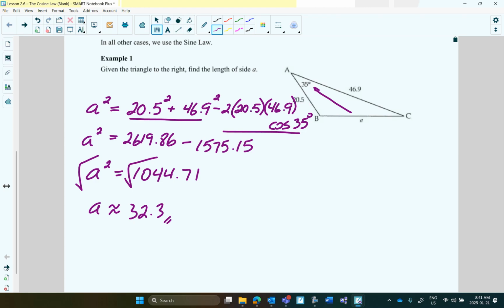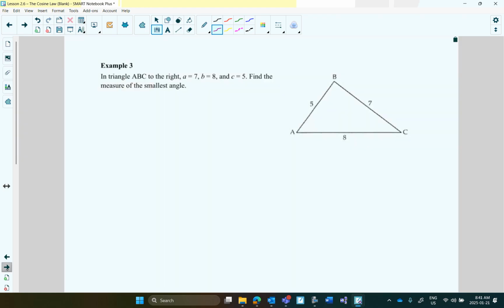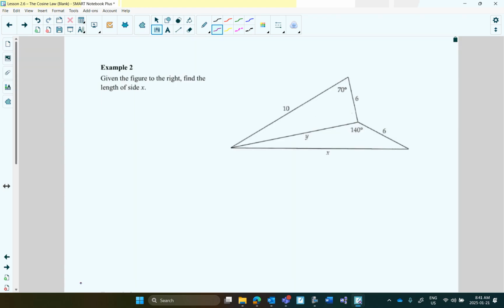Another example. Here we've got 2 non-right triangles, and we are asked to find side y and side x. Well, side y is part of the top triangle, and it's also part of the bottom. I have enough information here that I can use cosine law to find y. And then once I have y, I have enough information here to use cosine law again to find x. So you're really just doing cosine law twice.